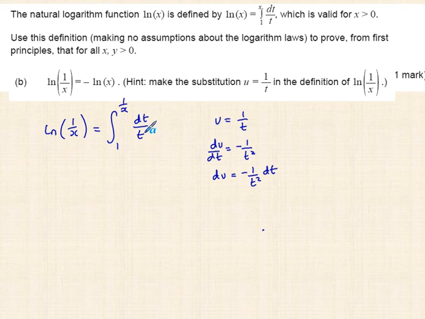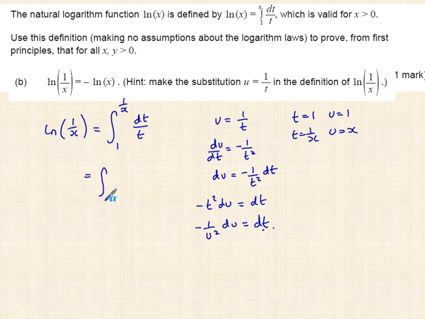Now look at the limits, and remember, since this is a dt integral, these are t limits. If t is equal to 1, u would be equal to 1 over 1, which is 1. If t is 1 over x, then u would be x. Now going from here, this would give me minus t squared du is equal to dt, and t squared would be 1 over u squared. So minus 1 over u squared du is equal to dt.